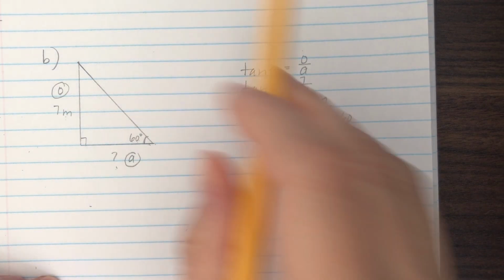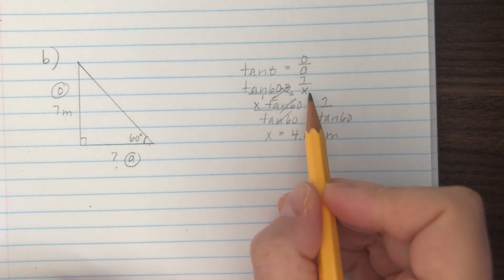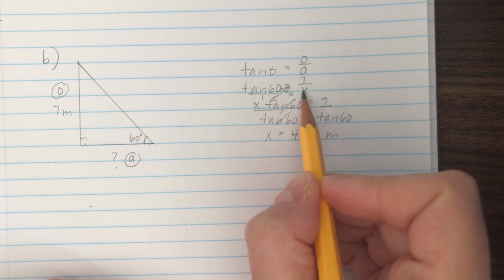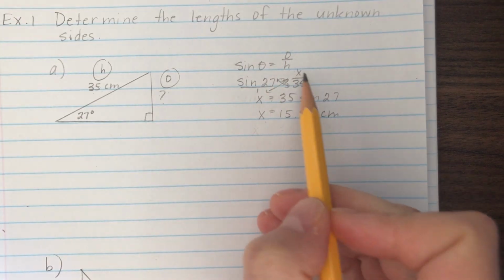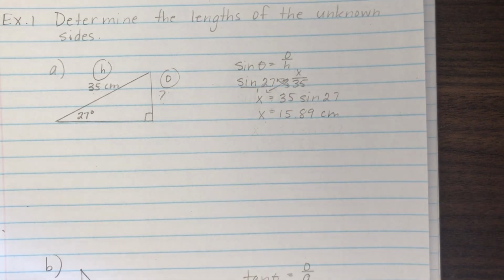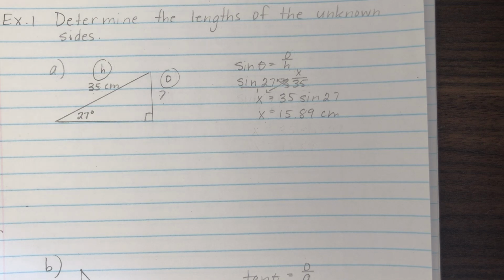Now, when you do enough of these, you'll realize that whenever your unknown is in the denominator, you're always dividing here. Whenever your unknown is in the numerator, you're multiplying. Okay, so that's a little shortcut when you do enough of these questions.